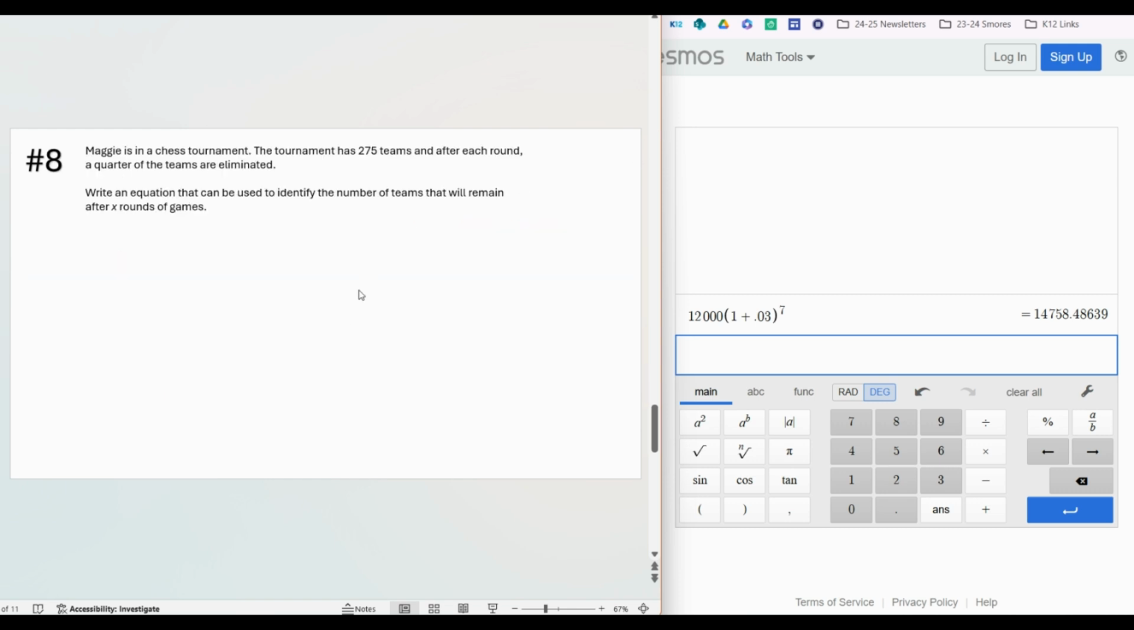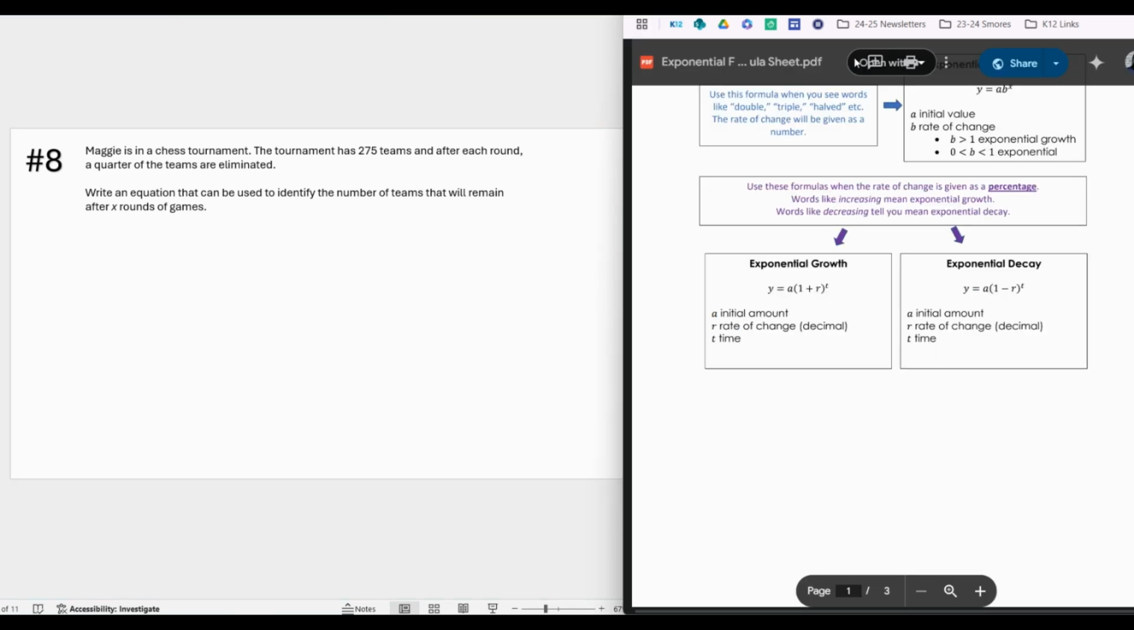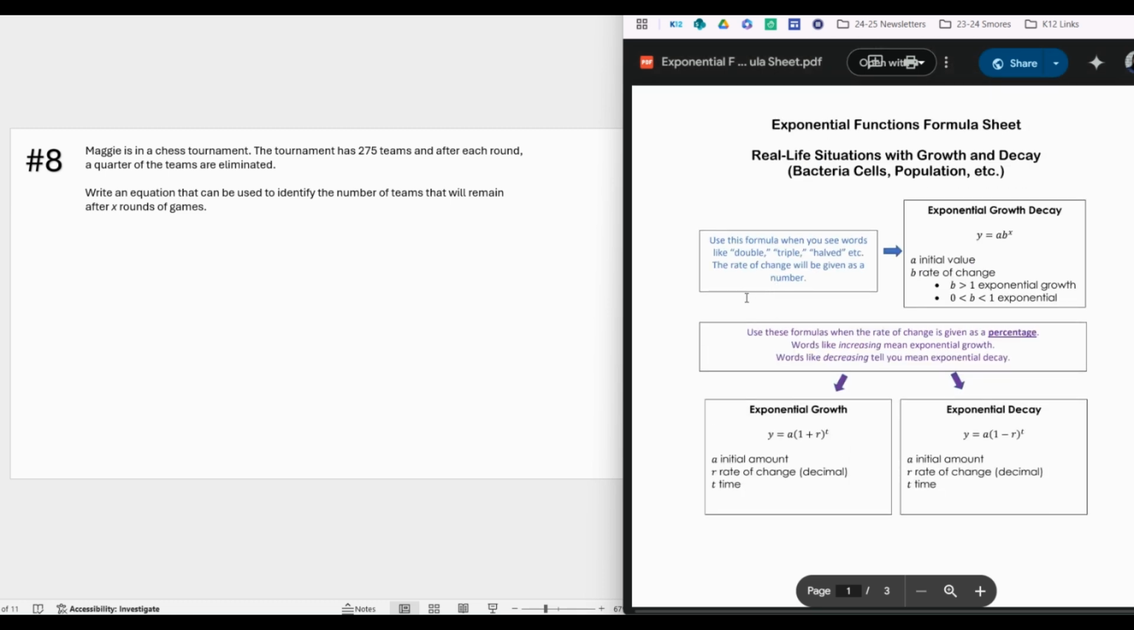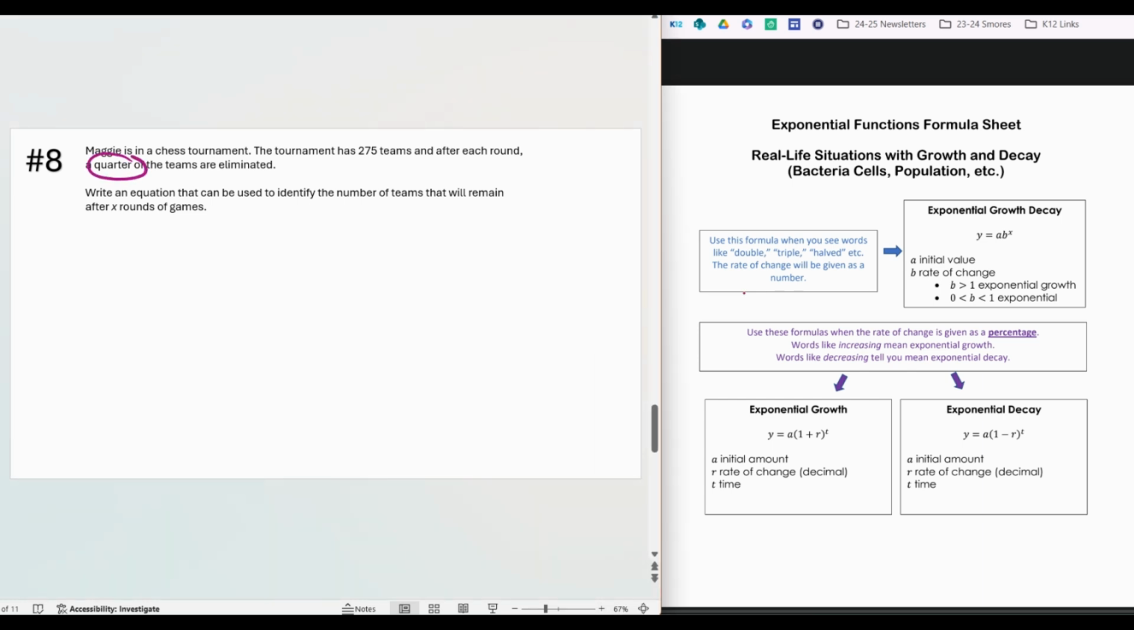Okay, so in this next problem, it says Maggie's in a chess tournament. The tournament has 275 teams, and after each round, a quarter of the teams are eliminated. Write an equation that can be used to identify the number of teams that will remain after X rounds of games. Okay, so we need to figure out the formula we need. So it says like the rate of change is kind of given to us as a number, right? So it says a quarter is eliminated. So that's kind of like when we have double, half, triple, etc.